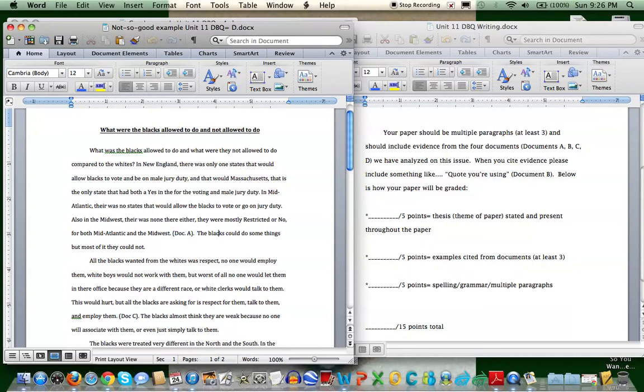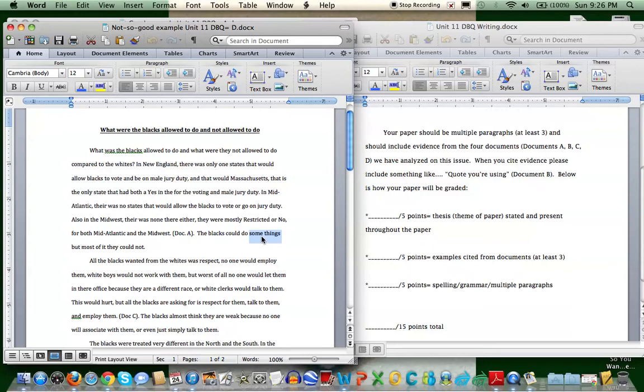"The blacks could do some things, but most of it they could not." All right, this is a very common mistake that many of you made. You refer to "it." What is this "it"? Blacks could do some things. Well, what are the some things they could do? Could they vote? Could they serve on juries? Be specific. Many of you did this, and it was difficult for me to understand what you were talking about.